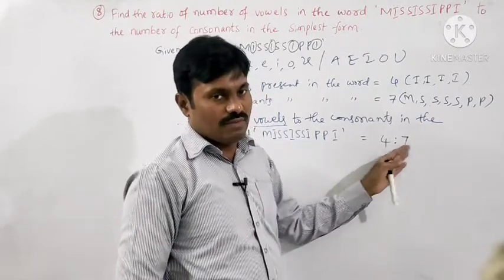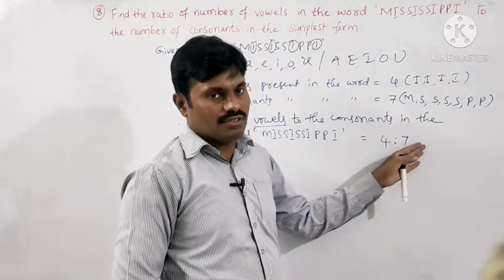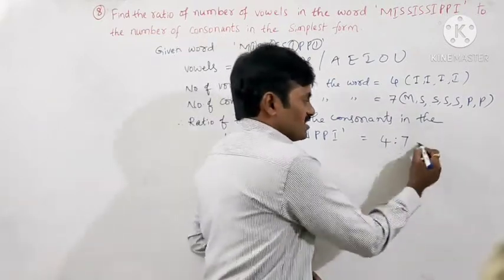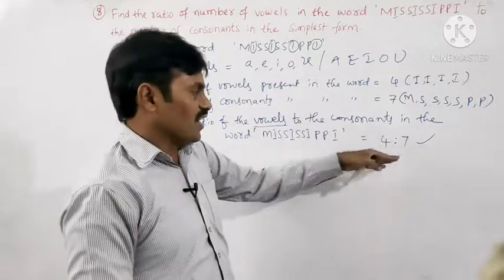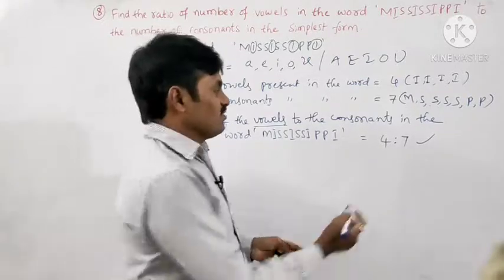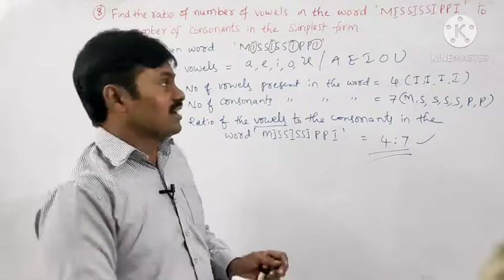Only one factor is common, so there is no other common factor. So this ratio is in simplest form itself, and there is no need to change it. So what is my final answer? 4:7 is the final answer for this solution.